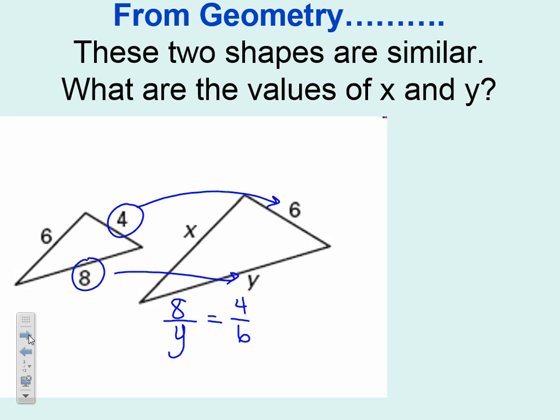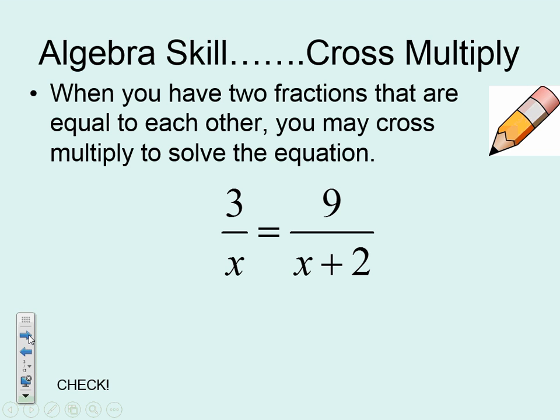Remember, that's different than multiplying straight across. Cross multiplying is corner to corner like this. And basically taking our two fractions here and making them equal to each other gives us a way that we can turn it into a single equation without that fraction piece in there. So here's an algebra skill we need to remember. Make sure that you get this part in your notes. When you have two fractions that are equal to each other, we may cross multiply to solve the equation, okay? We may multiply, not across, but cross multiply.